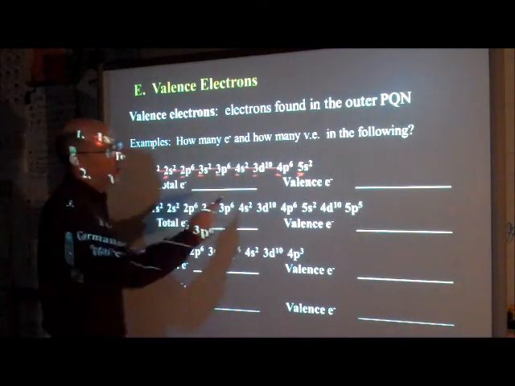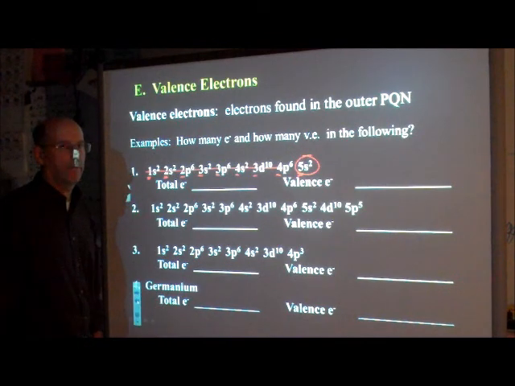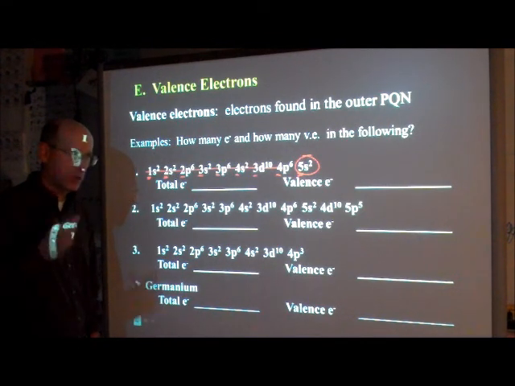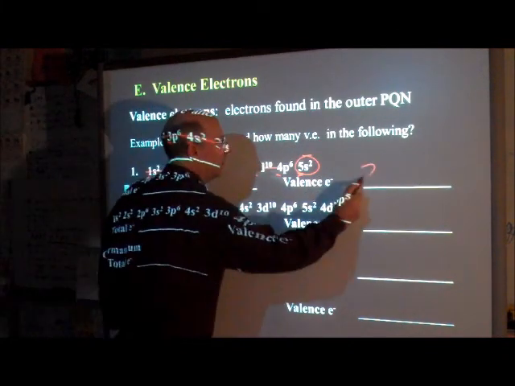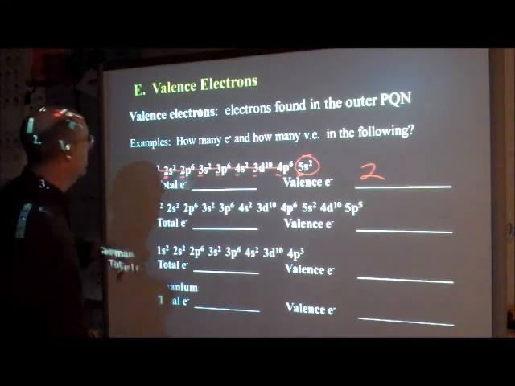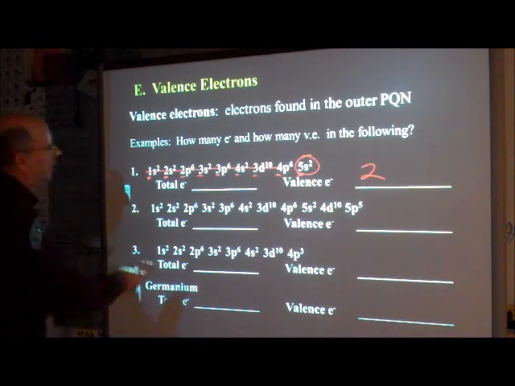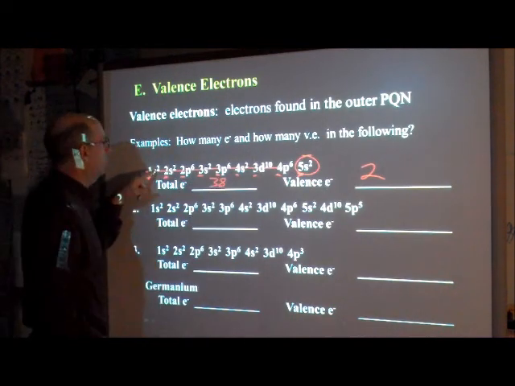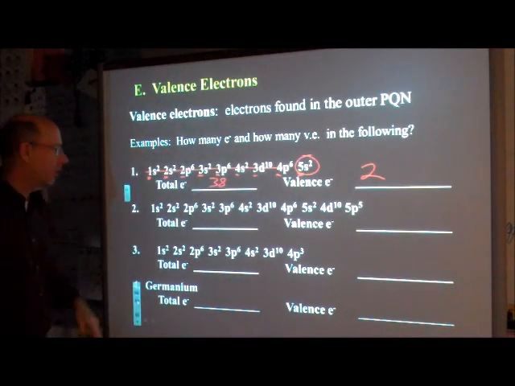So way out here, these are the electrons that actually participate in chemical bonding, and they're called valence electrons, the ones in the outermost PQN. So there are 2 valence electrons in this atom. How many total electrons are there? There's quite a few. Well, it ends in 5s2. I'm going to cheat. Look at my periodic table, and I see that this is strontium, Sr, and Sr has 38 total electrons. Count them if you want to: 2 plus 2 plus 6 plus 2, blah, blah, blah. It's 38, unless I made a horrible mistake.